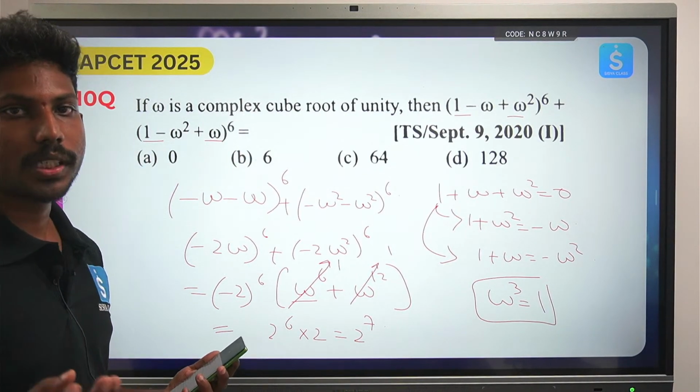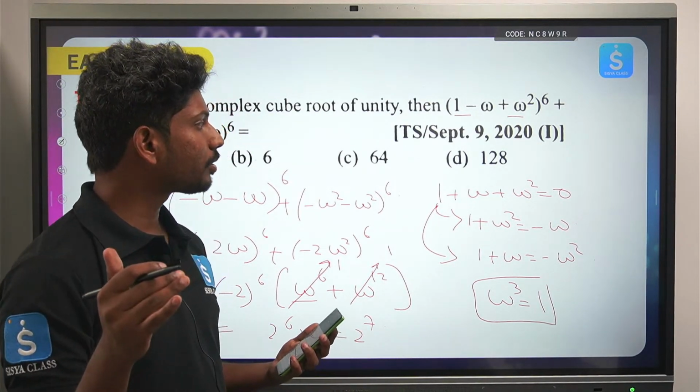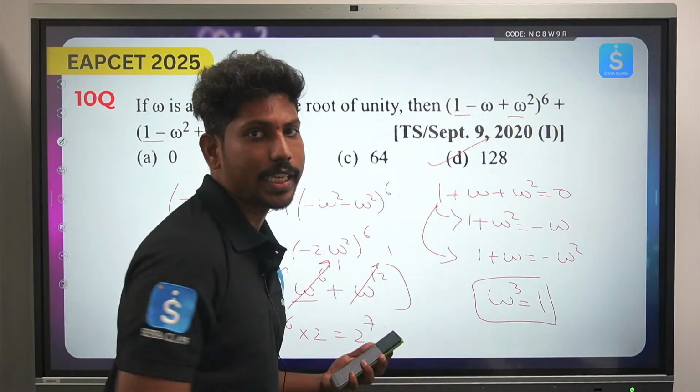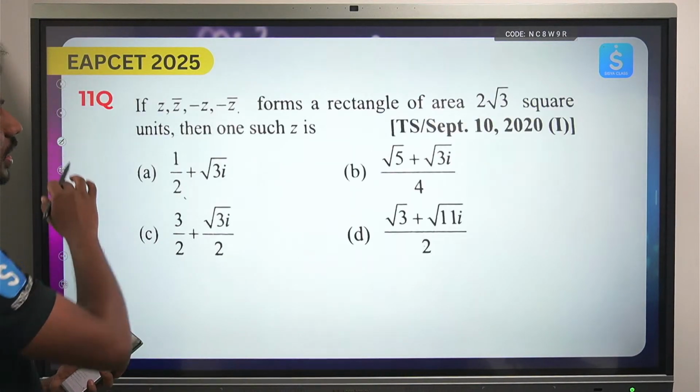So how do we calculate 2 power 7? 2 to the 4, 4 to the 8, 8 to the 16, 16 to the 32, 32 to the 64, 64 to the 128. Answer is option D. Let's go to the next question quickly.